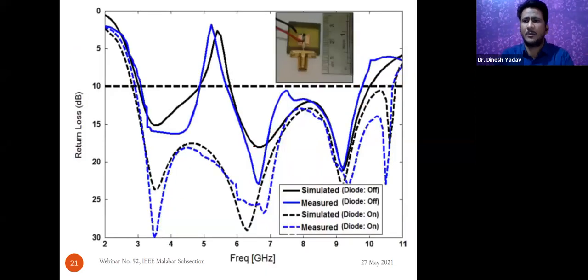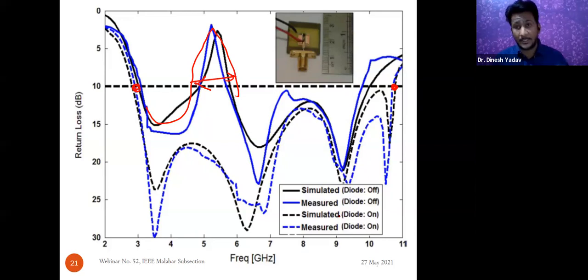So in this paper, an ultra wideband characteristic from 3 gigahertz to 10.6 gigahertz has been achieved when the diodes are in the off state, and there is a band notch characteristic at the required frequency band in the on state. So the main idea is that ultra wideband antennas are antennas which cover 3.1 to 10.6 gigahertz.